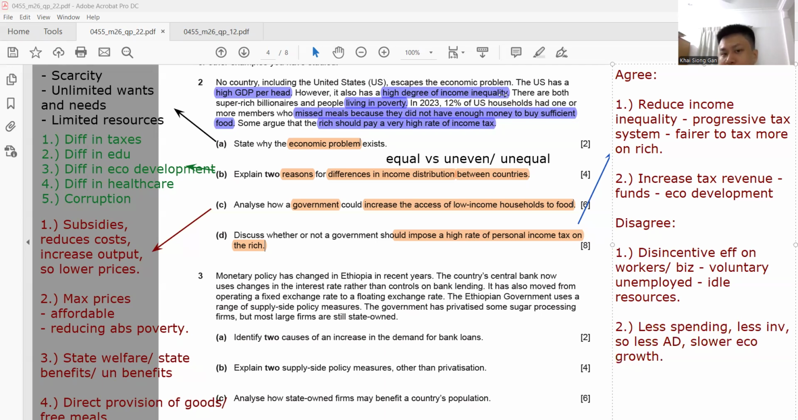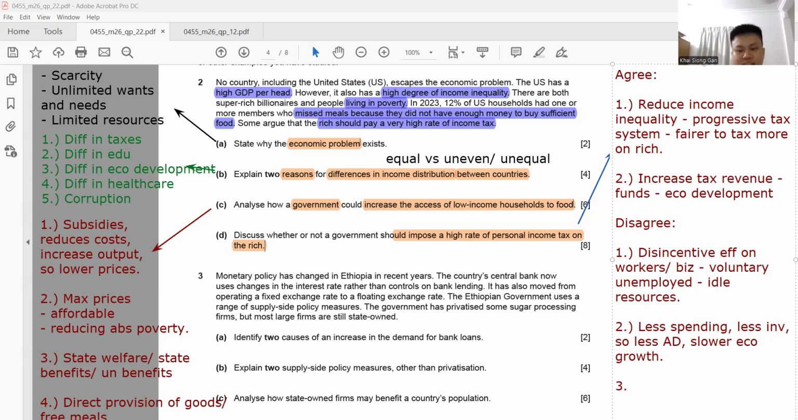Like for yours, you say about money for business to borrow and grow, right? Then you can relate to aggregate supply. You can relate to economic growth. But here I'm talking about spending, because income tax affects demand. Income tax affects the demand curve. So I can talk about less total spending, less investment, so less total demand or aggregate demand, so slower economic growth. So here I focus more on aggregate demand.